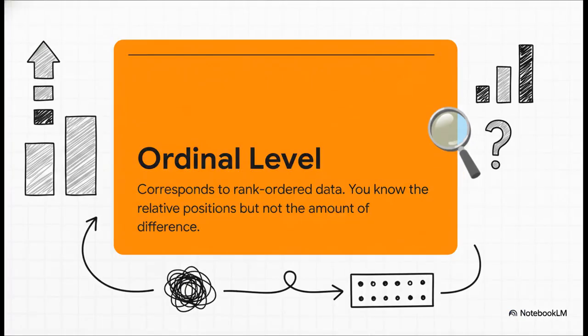Okay, so moving up the ladder, we get to ordinal. Now we actually have an order to things. We know that first place is better than second place. But here's the catch. You don't know if they won by a tiny fraction of a second or by half a damn lap. The gaps between the ranks? Total mystery. All you know is the order.